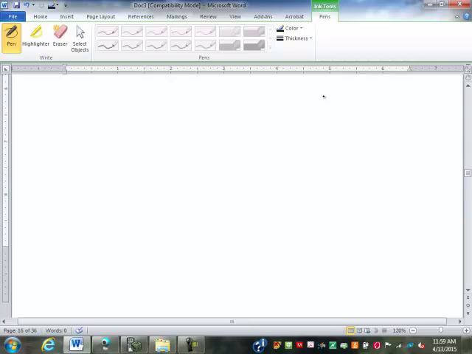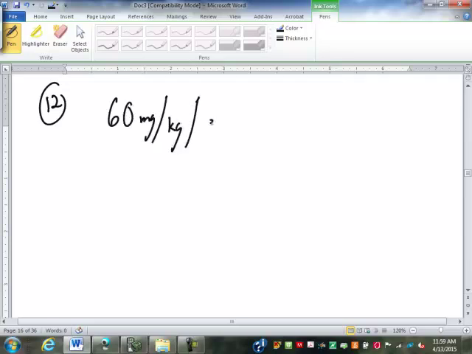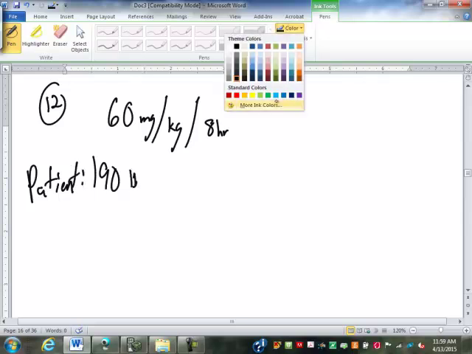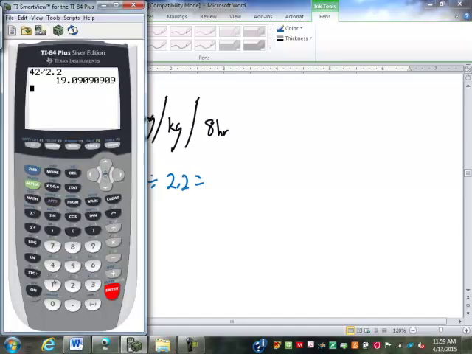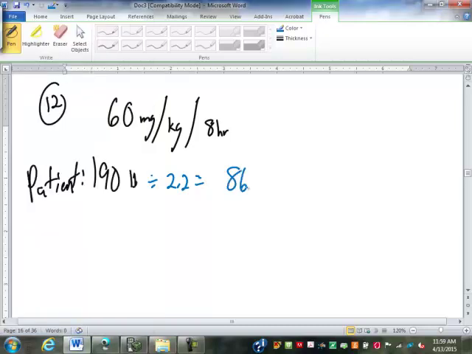Number 12, last one on the second page. Physician orders a dosage of 60 milligrams per kilogram for every 8 hours for a patient who weighs 190 pounds. So first step, we're going to divide this by 2.2 to get 86.36 kilograms.